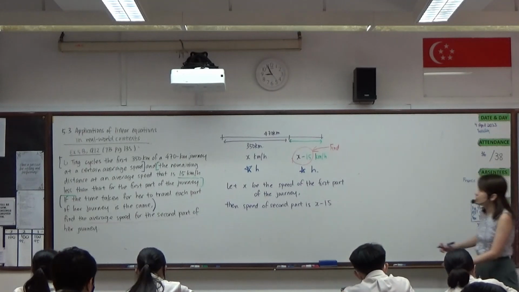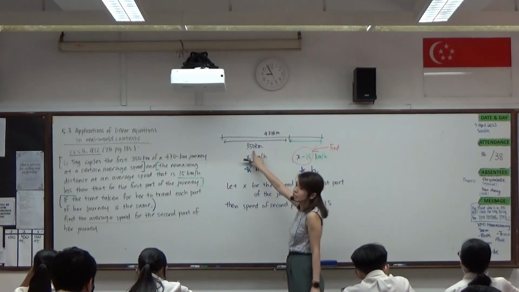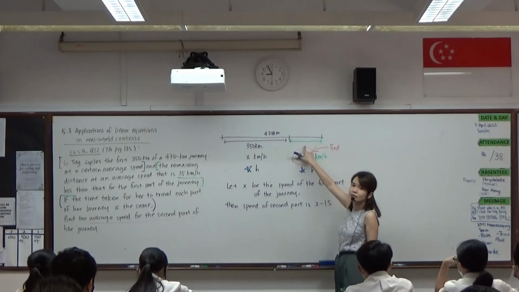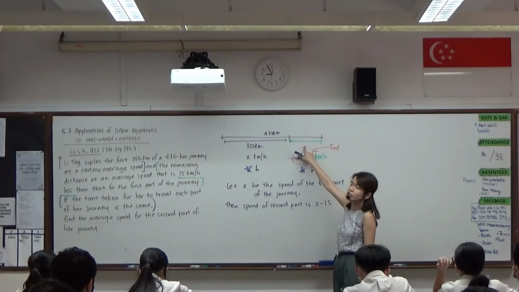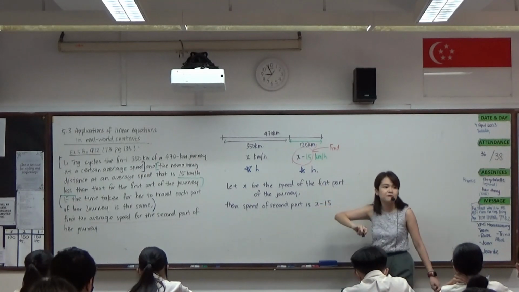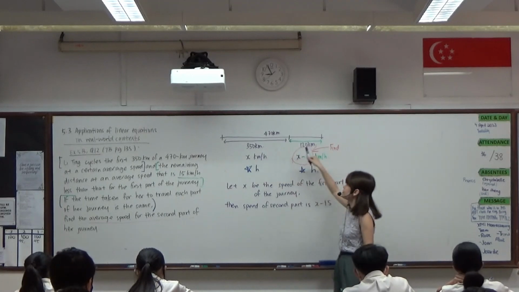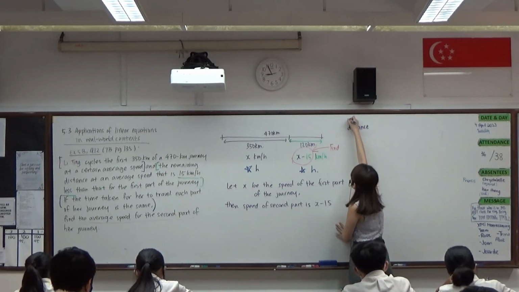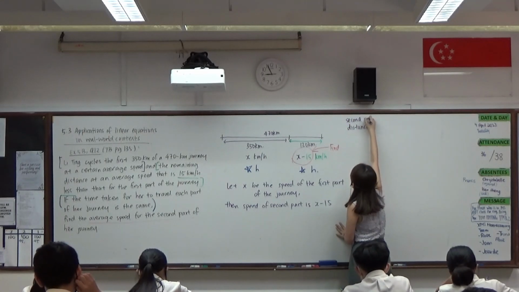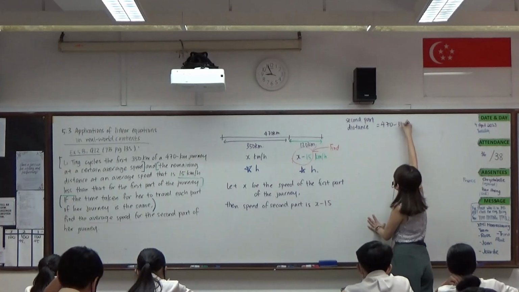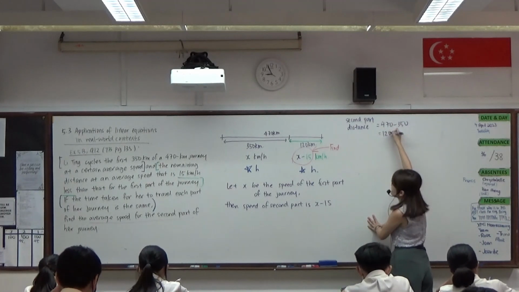Because the question says that this distance is 350 and the total is 470, I will know that the distance in the second part will actually be 120 km. Agree? Because 470 minus 350, so the second part distance equals 470 minus 350. That is 120.